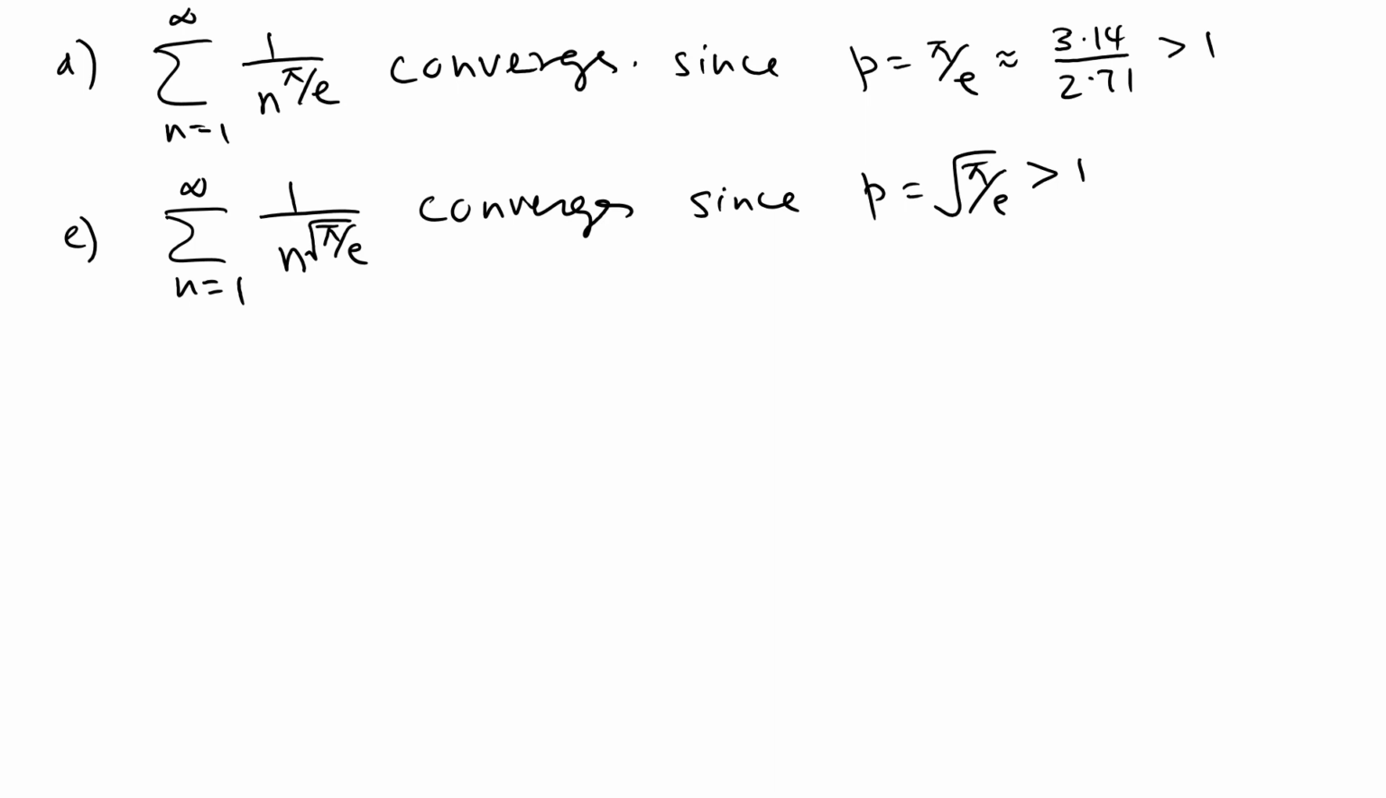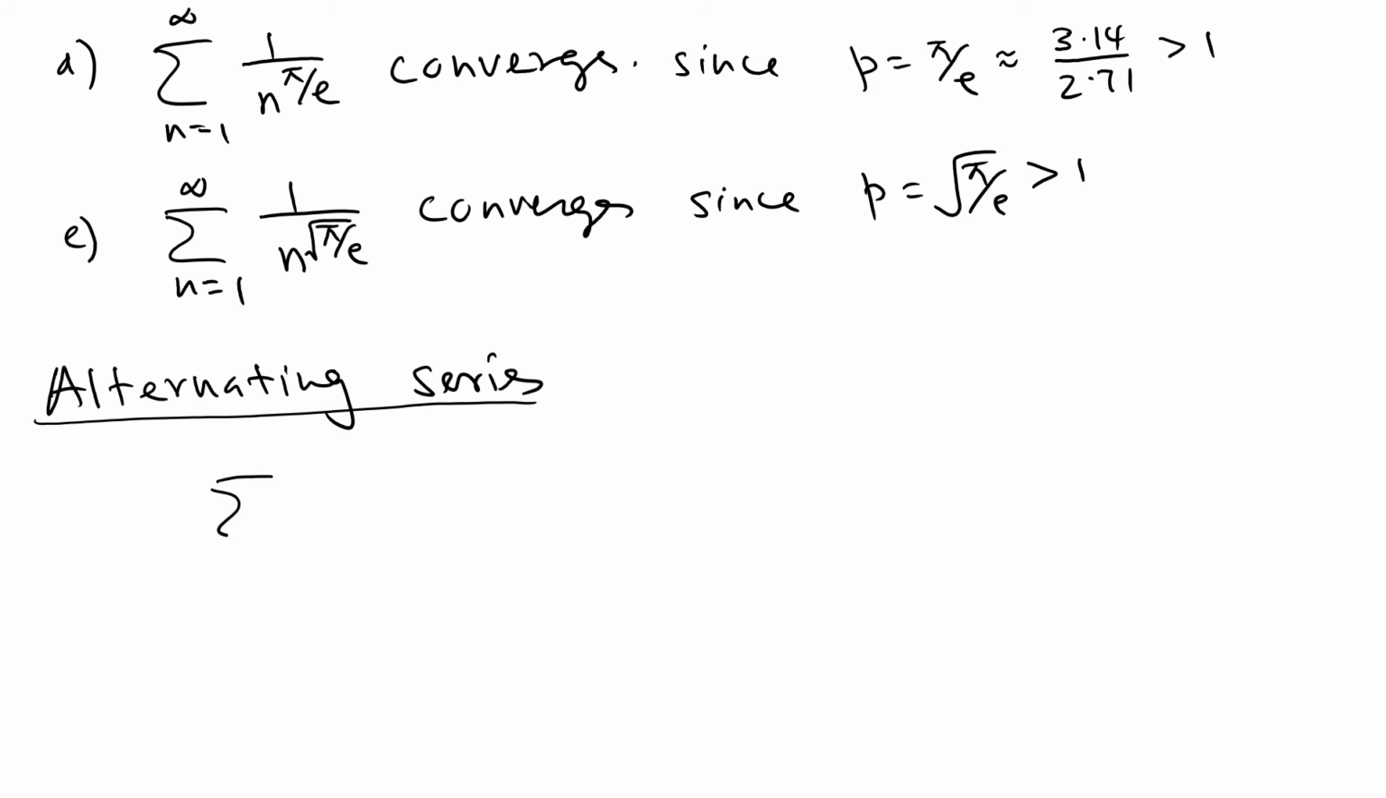And then what's going to happen? These are all p series, but there are some series which are very close but not exactly p series. For example, alternating series. For example, if you look at this one, sigma n going from 1 to infinity, negative 1 to the n, times 1 over square root of n, something like that.